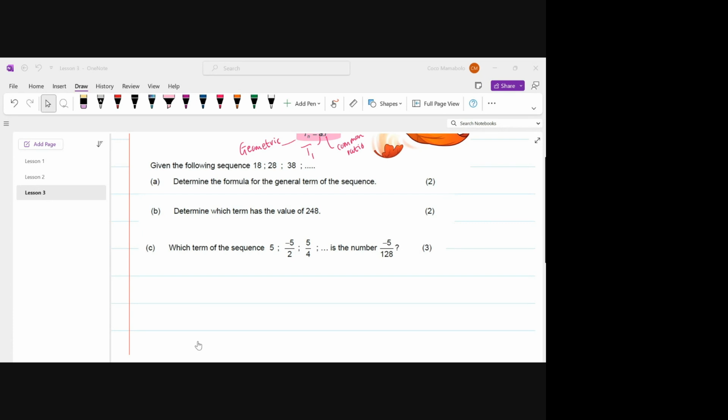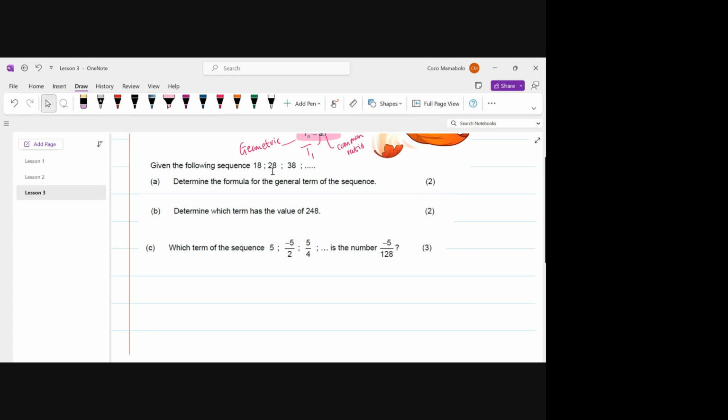All right. Okay, let's have a look at these questions. Like I said, first thing we're going to have to do is establish whether this particular sequence is arithmetic or geometric. In this case, we're going to have to see if we have a common difference or a common ratio. We can see from this that we have a common difference of 10.